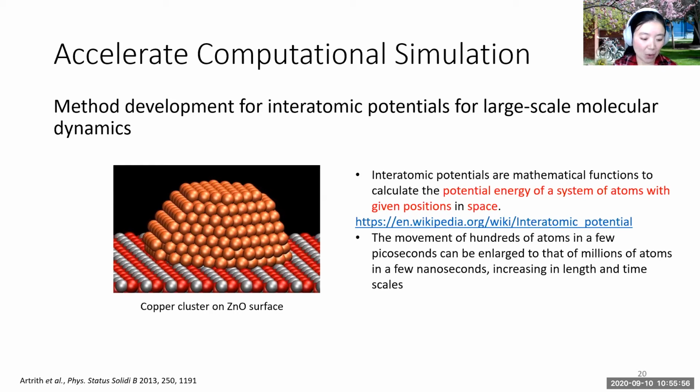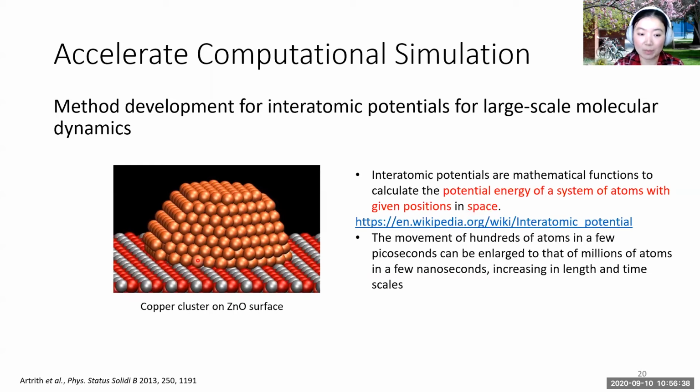The first one is to accelerate computational simulations. For example, if I want to develop something called an interatomic potential for a large scale molecular dynamic, what is the interatomic potential? It's a mathematical function to calculate the potential energy of a system of atoms with given positions in space. It sounds very complicated. So I tell my students, if you see some potential, that means it's the interaction. What we want is to study the interaction between the atoms at different positions, like, for example, the interaction between this orange ball, this is the atom.